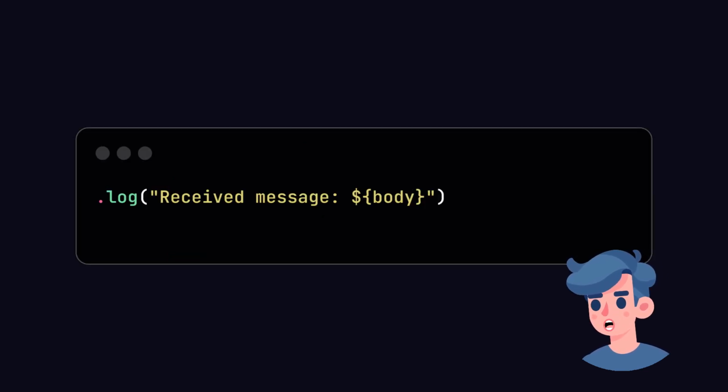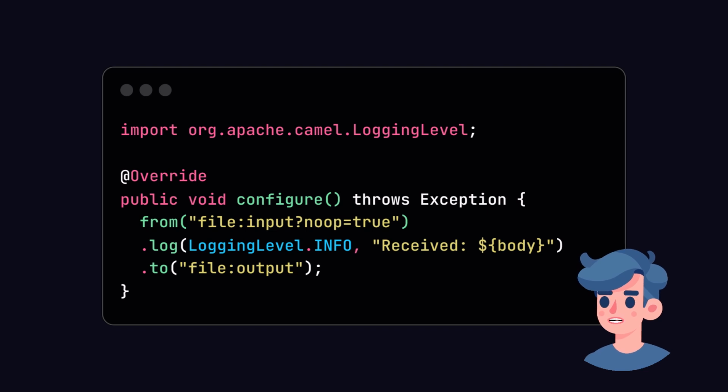Now that our route is running, let's discuss debugging techniques. The first approach I'll share is logging. Camel provides built-in logging capabilities that can help you trace the flow of messages. This can be very useful for identifying where things go wrong. Let's add logging to our route so we can see every message processed. This helps to ensure that the input to the next step is as expected.